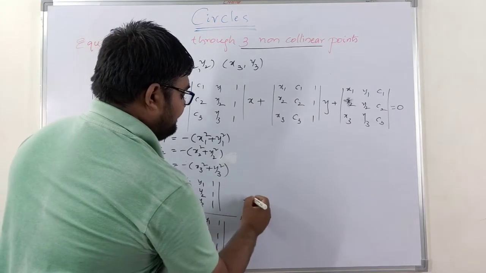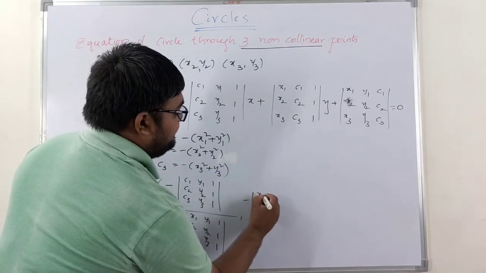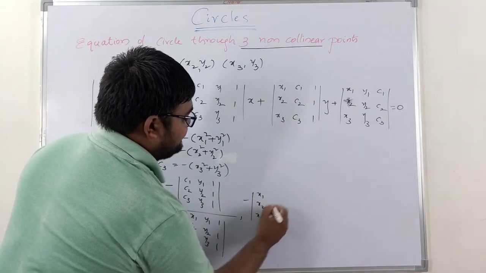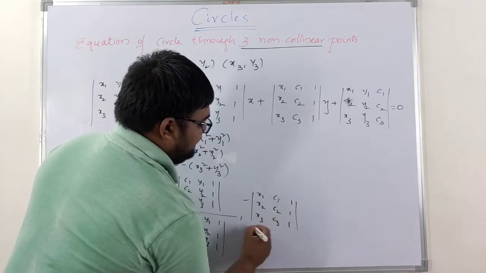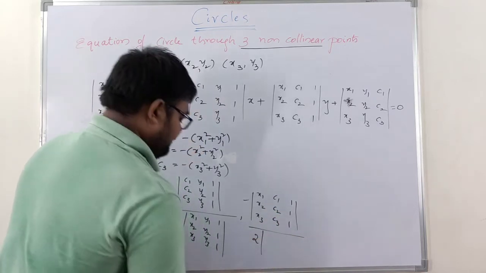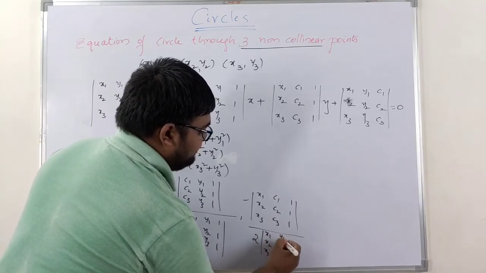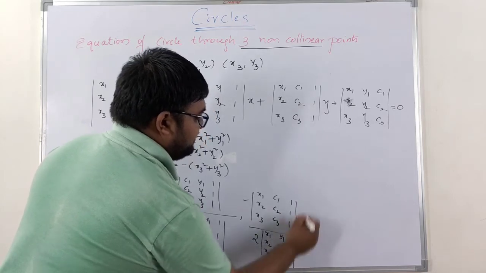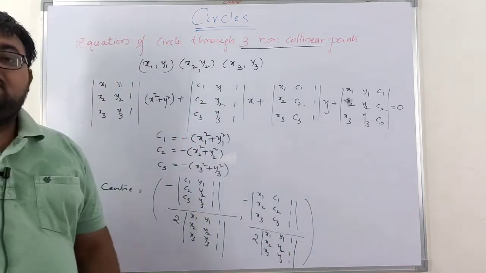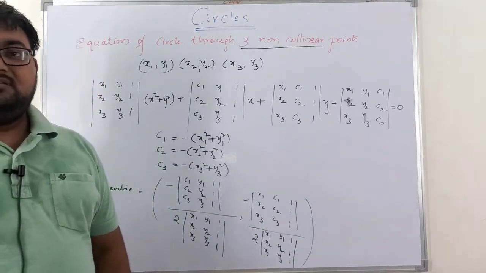The same way I am going to write the y coordinate. So what is the y coordinate? x1, x2, x3, c1, c2, c3, 1, 1, 1 divided by 2 times the same denominator, x1, x2, x3, y1, y2, y3, 1, 1, 1. So no need of the proof for this, just remember this formula, right?